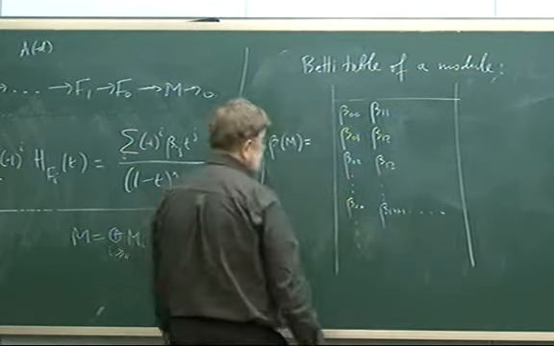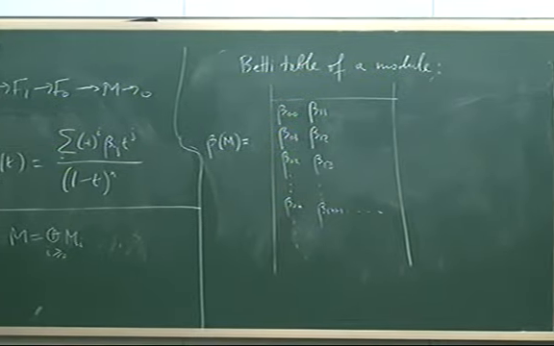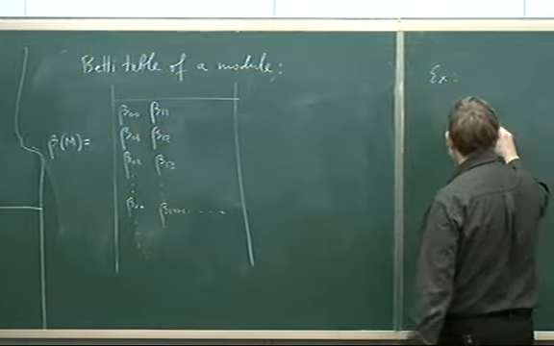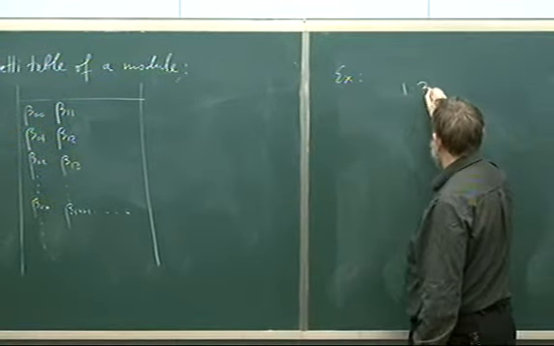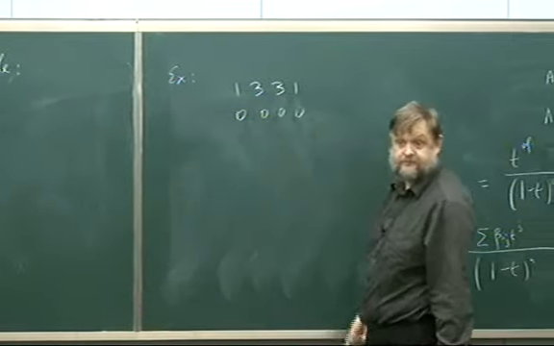So for my examples, if I had the Koszul complex, what would be the Betti table? It was very, very simple. So you see for the Koszul complex, in example 1, the Betti table is very simple. All maps are linear, so I just see 1, 3, 3, 1, and 0, 0, 0, 0 everywhere else, right?